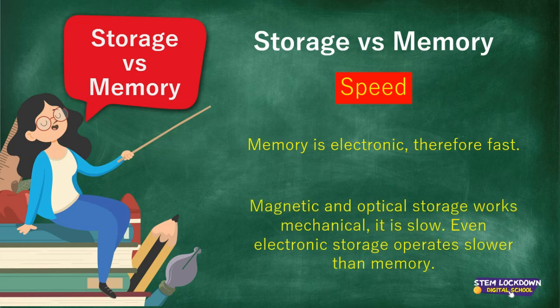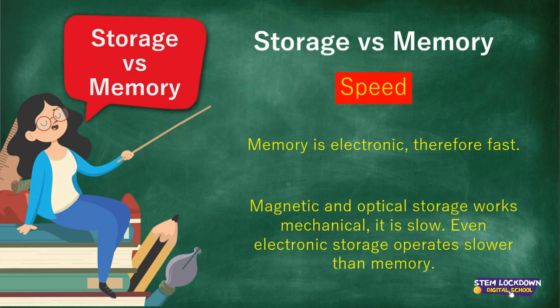So depending on what type of storage it is, magnetic and optical storage works in a mechanical way, therefore they are slow. In a mechanical way, it means the way they save and read is moving its parts, right? Then even electronic storage such as SSDs can also be slower than memory, because they have to deal with larger capacities, like we said earlier on.